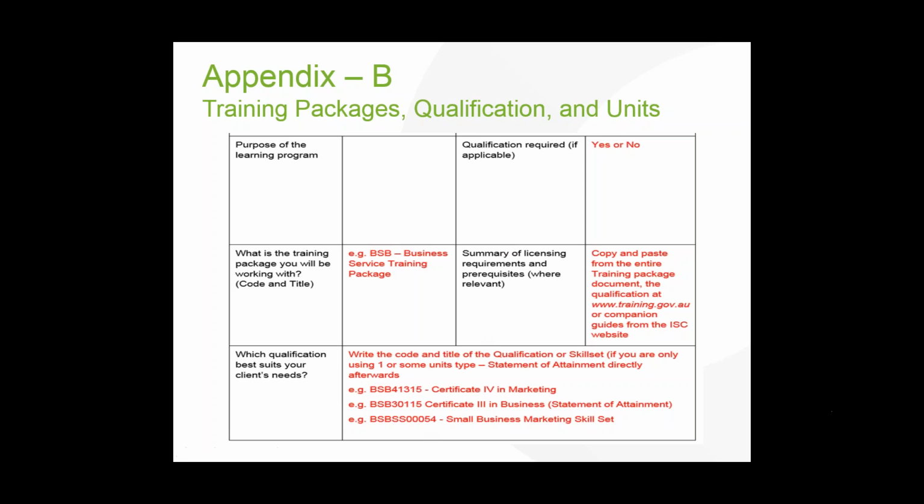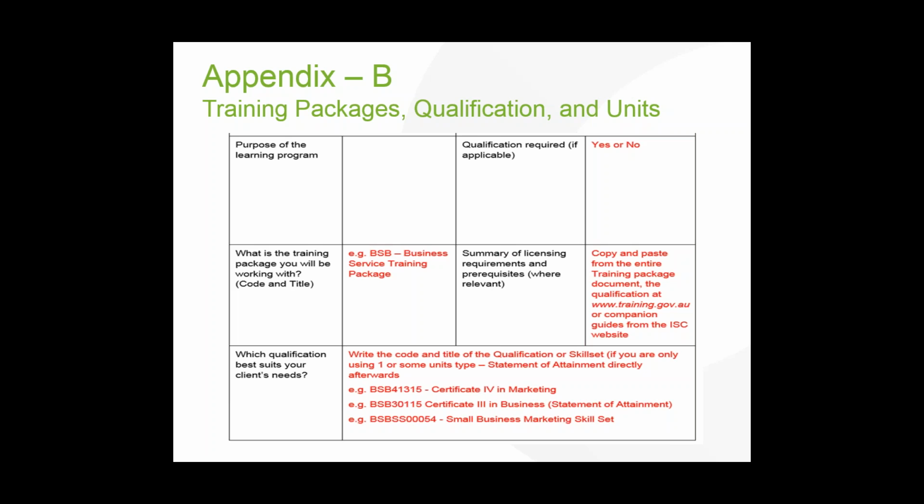If you are only using one or some units, type statement of attainment directly afterwards. So I hope you got the concept. We are asking you to write the qualification, then write the units and codes if you are teaching only one unit or two units or a few units, if you are not teaching the complete qualification. But there must be a qualification or skill set in this part.